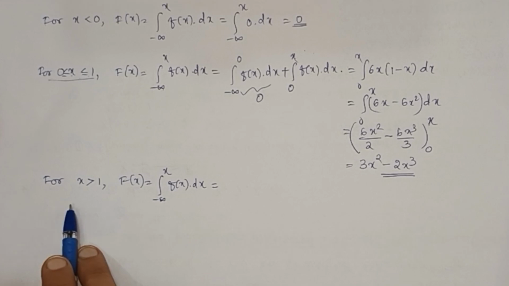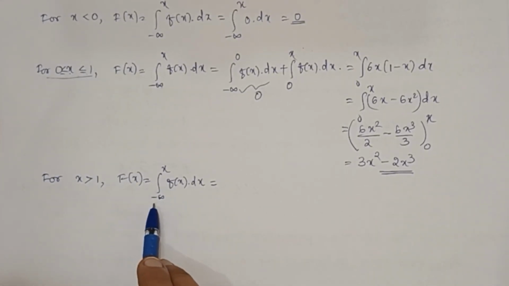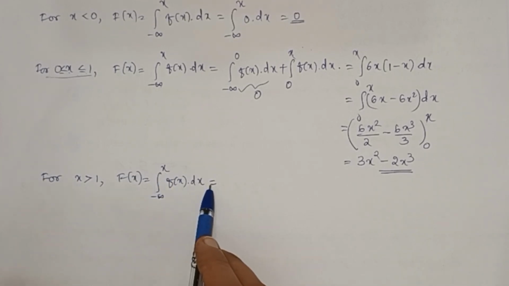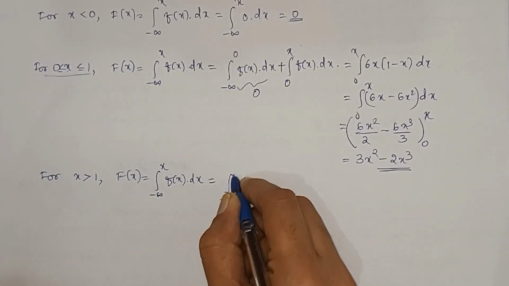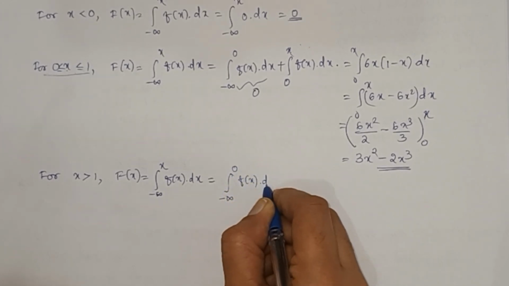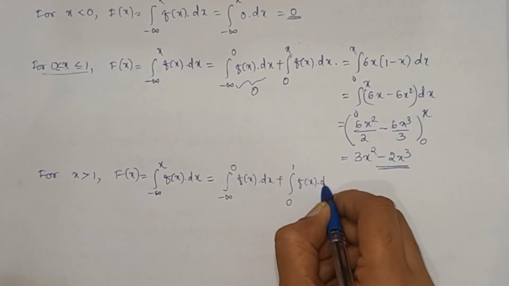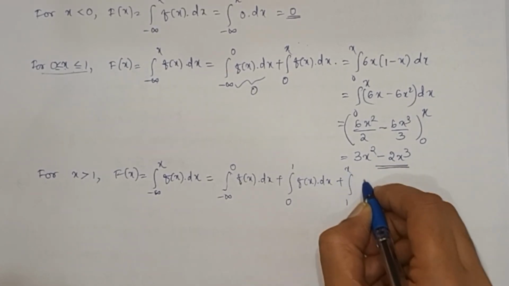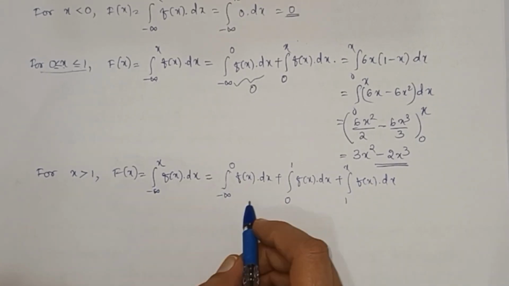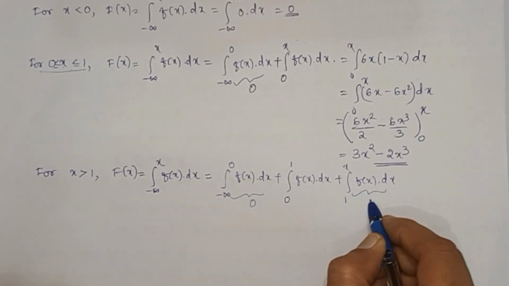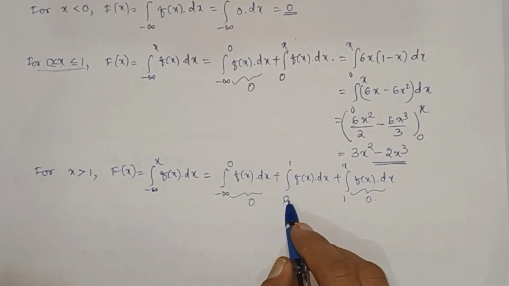Now the last case, for x greater than 1, F of x is the integral from minus infinity to x of f of x into dx. Now we have to split it into three integrals. One is minus infinity to 0 of f of x dx, plus 0 to 1 of f of x dx, plus 1 to x of f of x dx, where x is greater than 1. Therefore these two values of functions will be equal to 0, so you are left only with this integral.